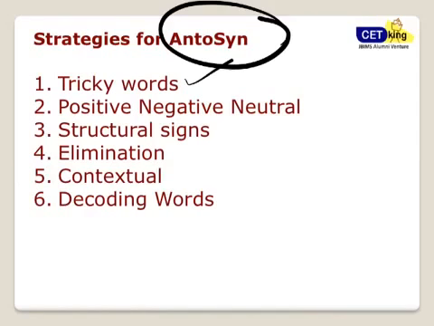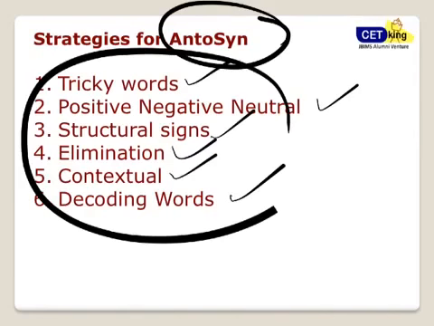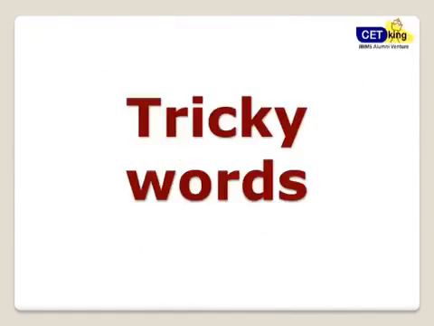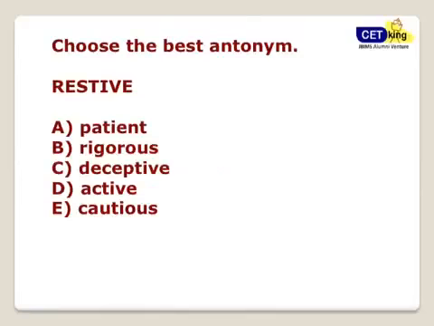One is tricky words, which are the common pitfalls that examiners fall into, the common traps. Then positive, negative, neutral signals, structural signs, elimination, contextual, and decoding words. These are the 6 strategies which we talk about. In this video, I'm going to talk about the tricky words, how to save yourself from these words. So we'll start with the tricky words part of the workshop.